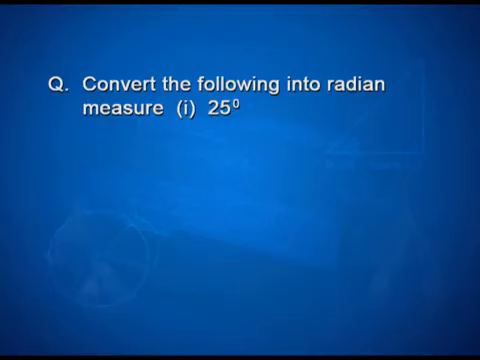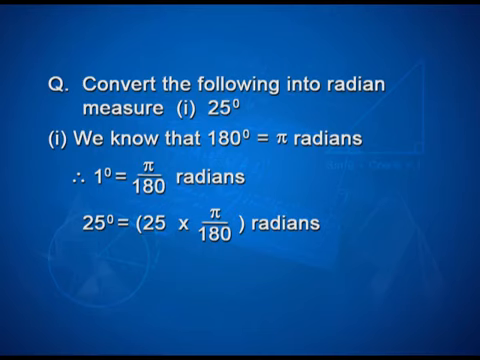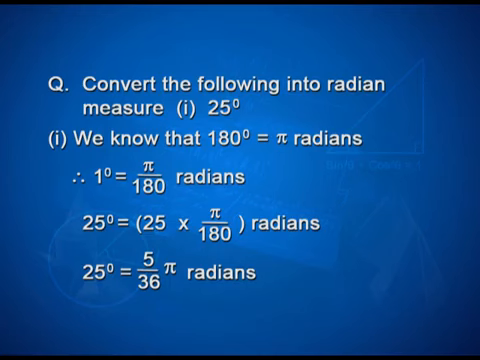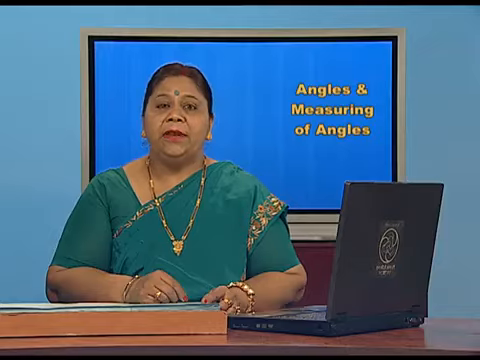Convert the following into radian measure: 25 degrees. We know that 180 degrees is equal to how many radians? Pi radians. Therefore, 1 degree is equal to pi upon 180 radians. That is why 25 degrees will be 25 into pi upon 180 radians, which can be simplified as 5 upon 36 pi radians. One more example here, which is involving degrees and minutes.